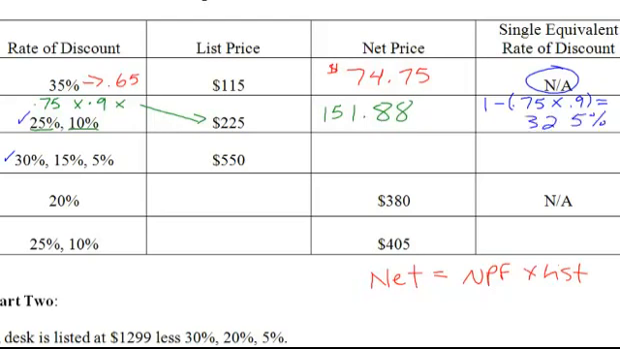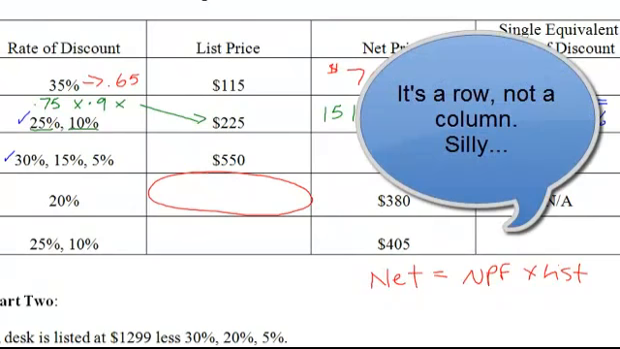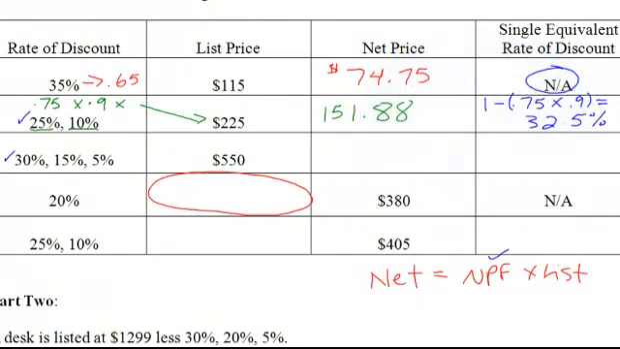32.5%. So let's go down to this bottom one, second from the bottom here, because as we go along, we see that we're missing this list price right here. We don't know what the list price is. So look at our formula down here. It says the net equals the NPF times the list. And according to this second last column, we've got the NPF, right? We know the NPF, it's 0.8. The NPF of 20% is 0.8 or 80%.